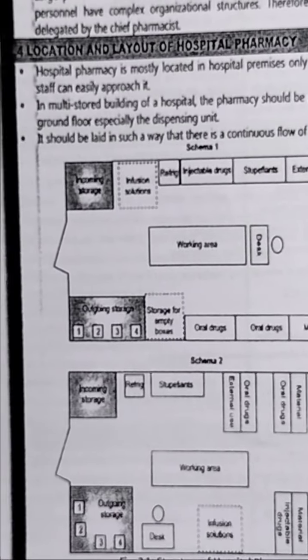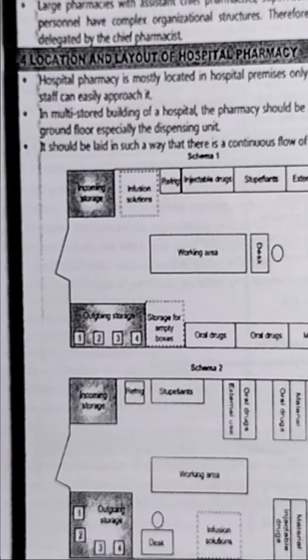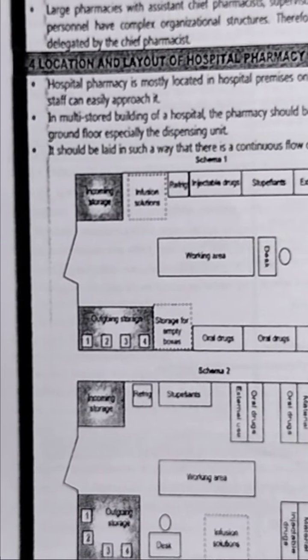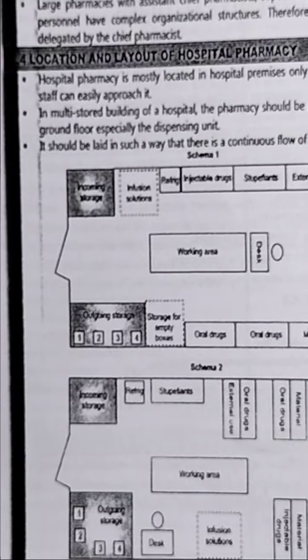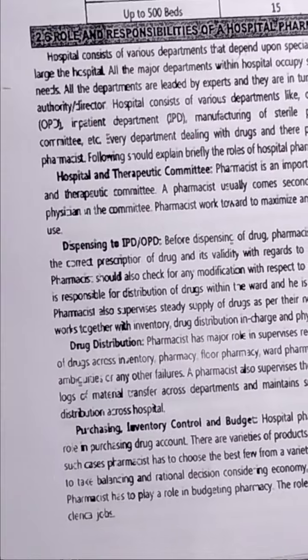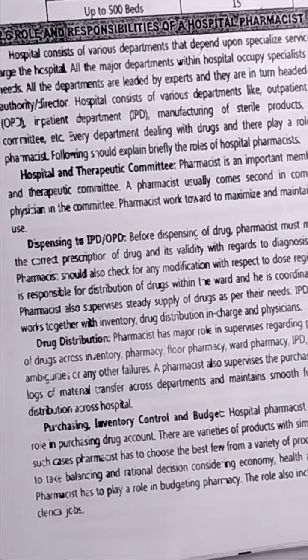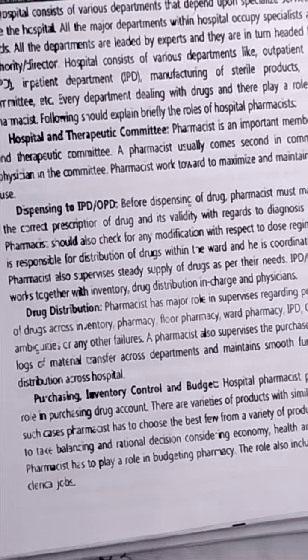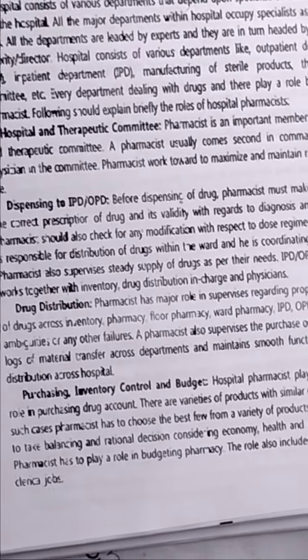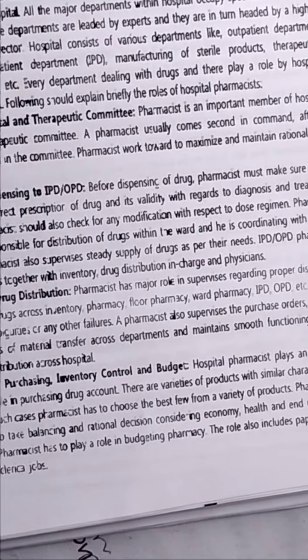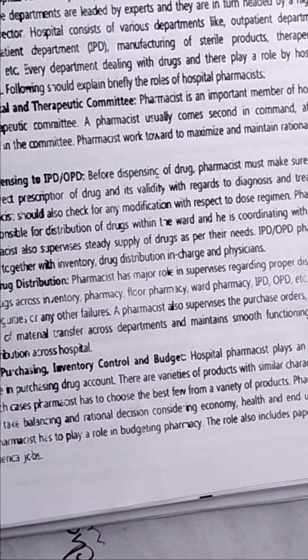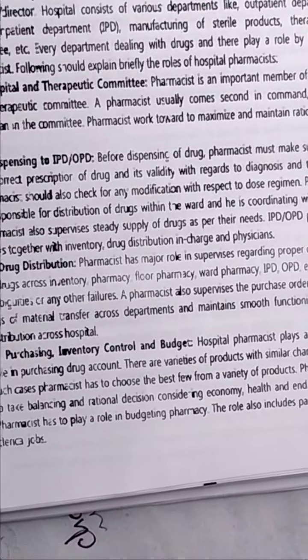Role and responsibilities of hospital pharmacy. A hospital consists of various departments that depend upon the specialized service and how large the hospital is. All major departments within the hospital employ specialists as per their needs. All departments are led by experts and they are headed by a higher authority.